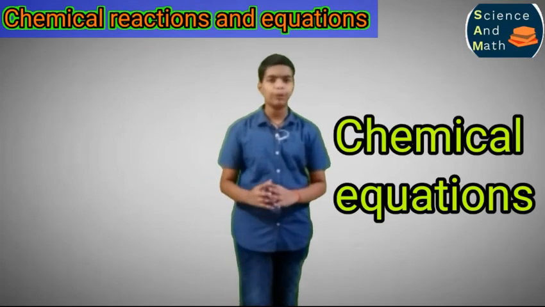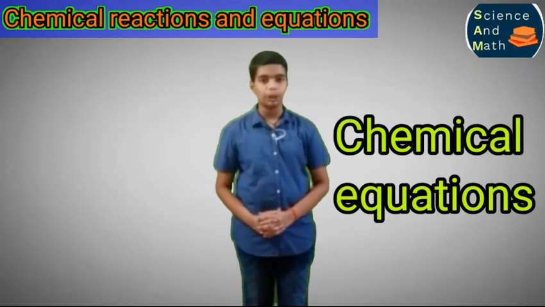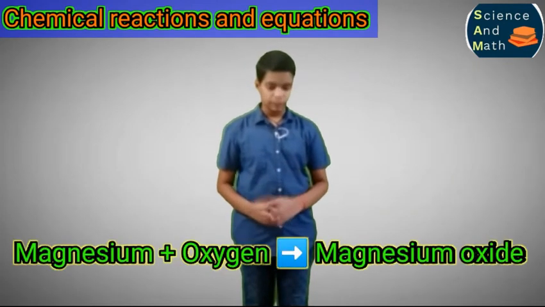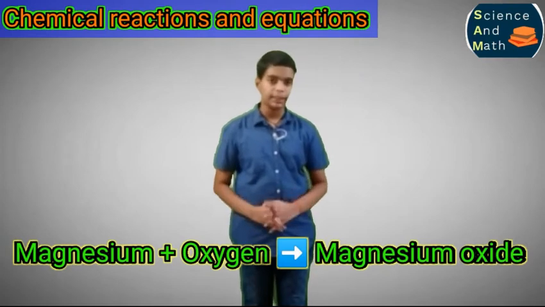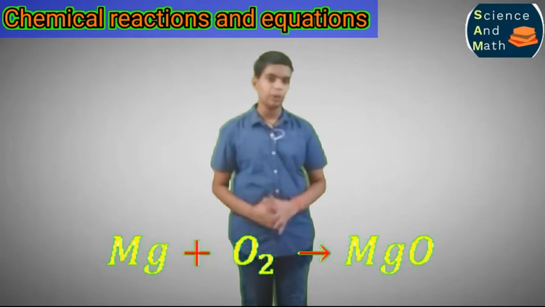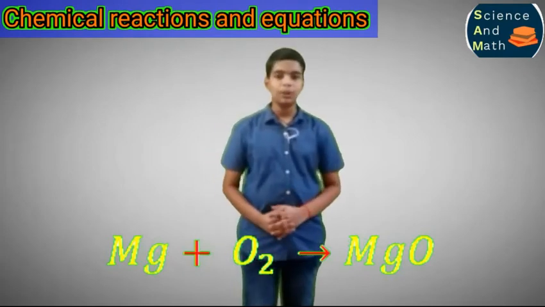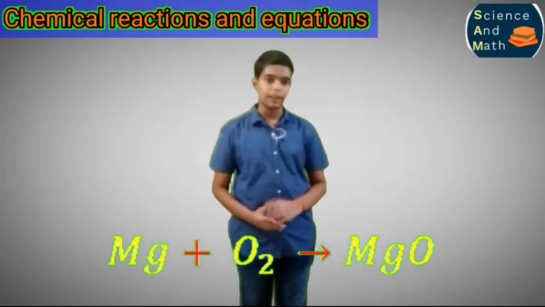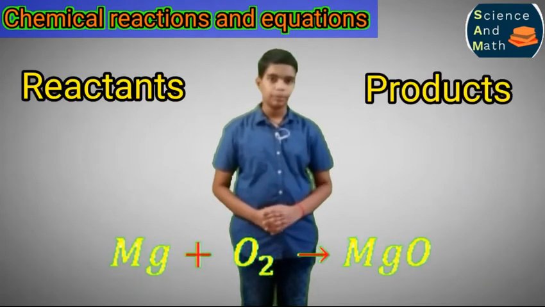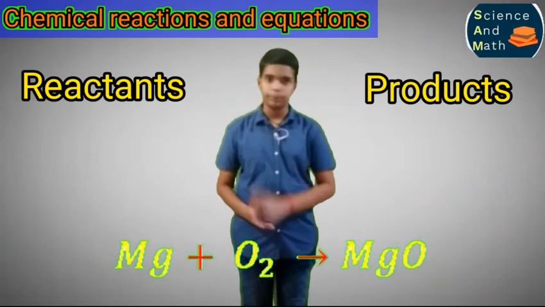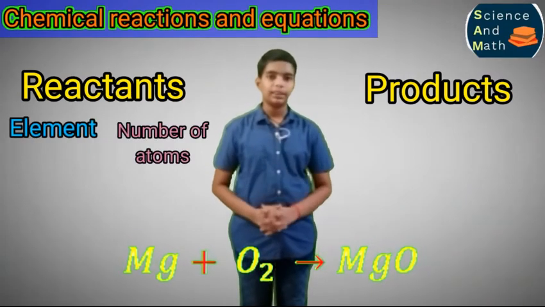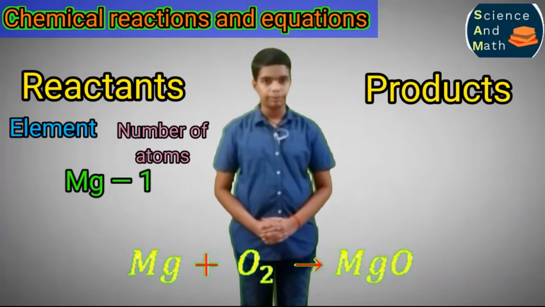So friends, now if you recall the chemical formulas of magnesium, oxygen and magnesium oxide, this equation can be written as Mg plus O2 gives rise to MgO. Friends, now let's start counting the number of atoms of each element present in the reactants and products. First, let us see the magnesium. How many atoms of magnesium are present here? Yes, that's right. It's only one atom of magnesium.